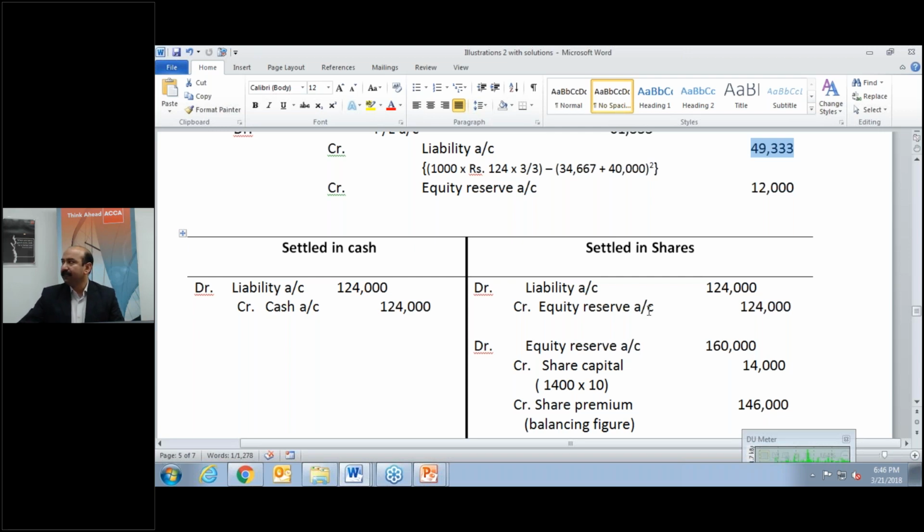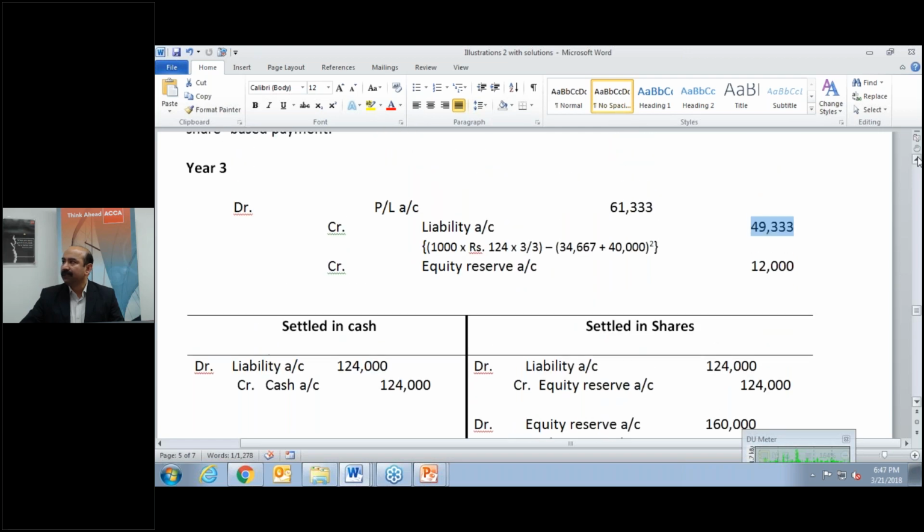Now, if it is settled in shares, there will be two entries. First, the whole liability will be transferred to the equity reserve. We know that the liability is 124,000. This will be transferred to the equity reserve. And we know that 36,000 is already there in the equity reserve.